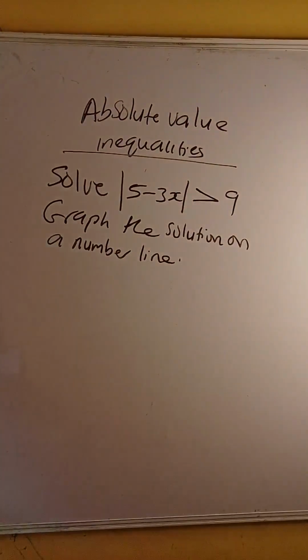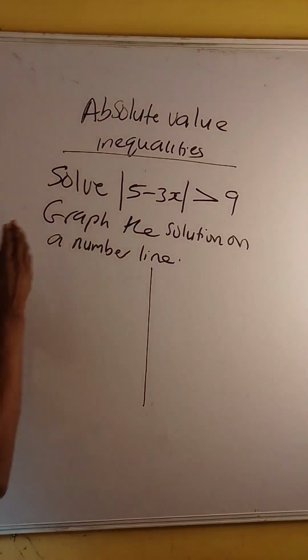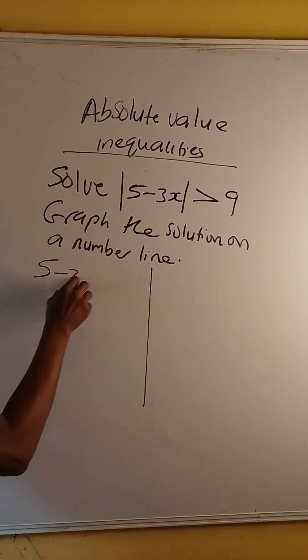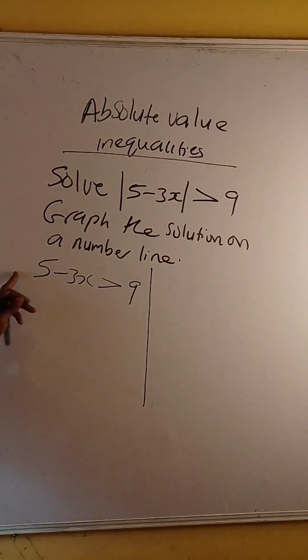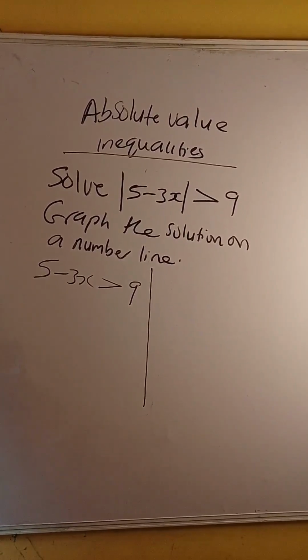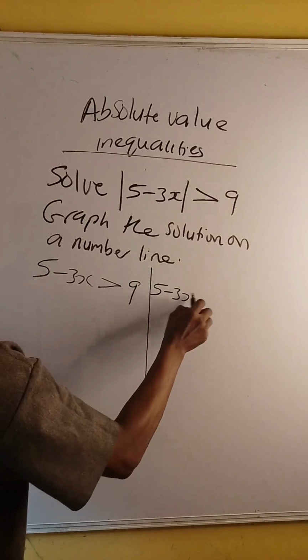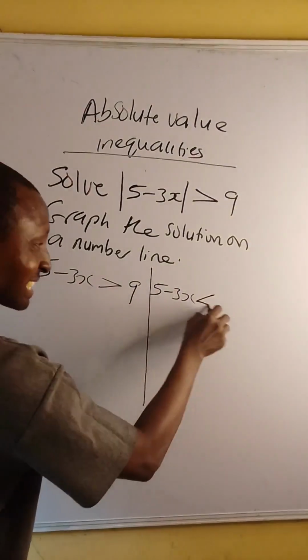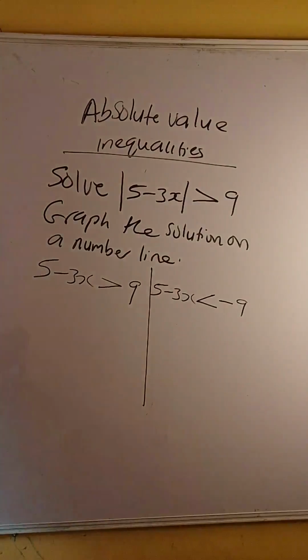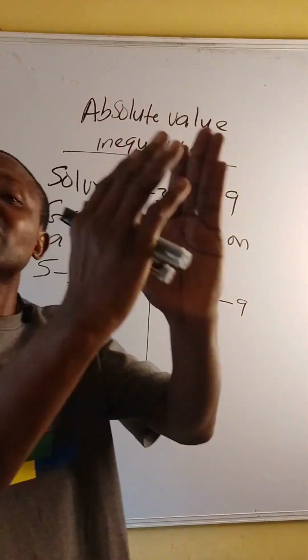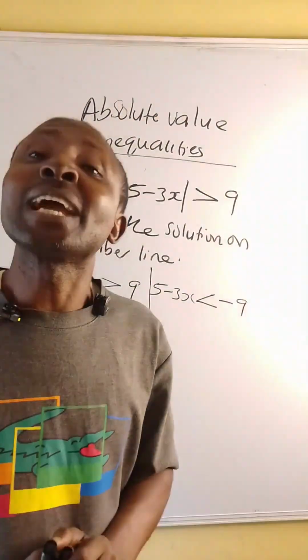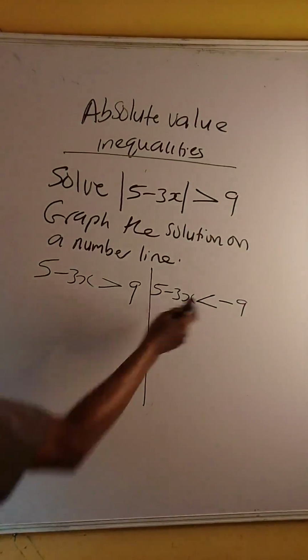So now, don't forget, we are to treat this in two ways. When we talk about absolute value, you mean that this, 5 minus 3x, is greater than 9. That's the first part. Without the absolute value, it can be that. Then it can also be 5 minus 3x less than minus 9. Because absolute value means that what? It can be negative or positive. But once you put the absolute value of any negative number, you get positive. So solve this and solve that.